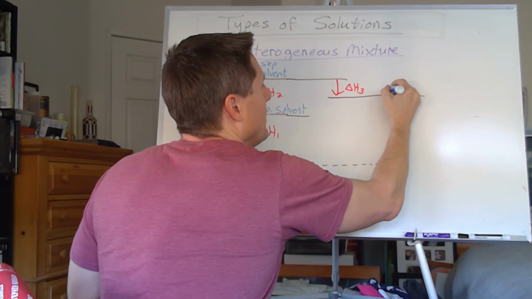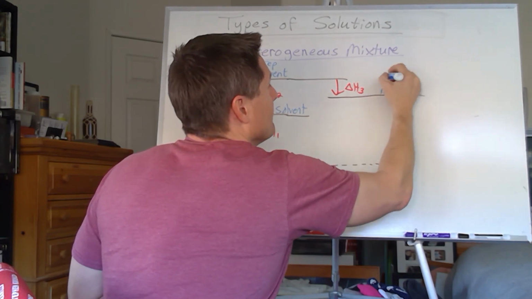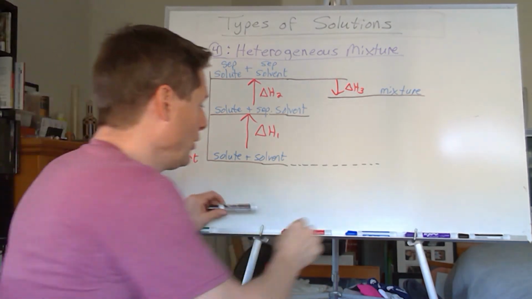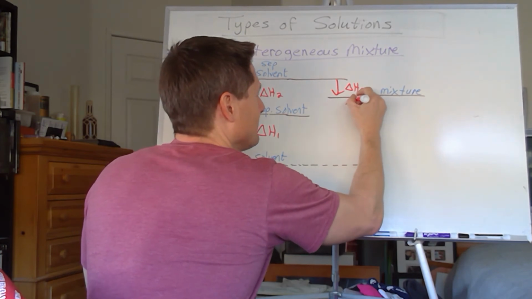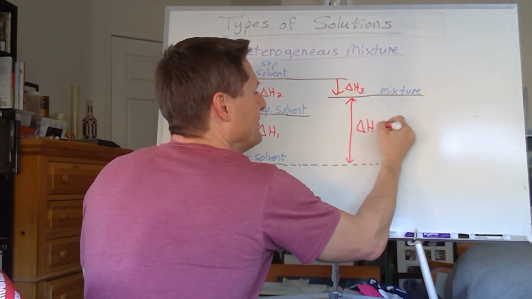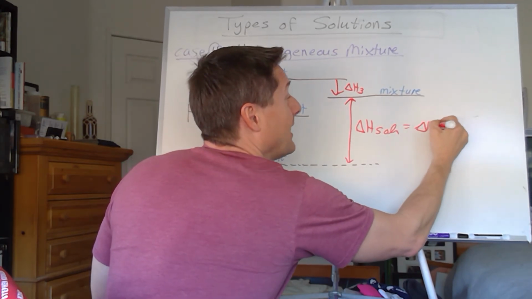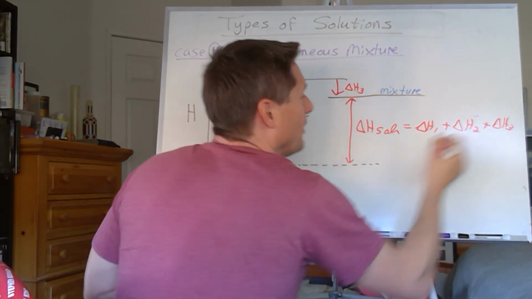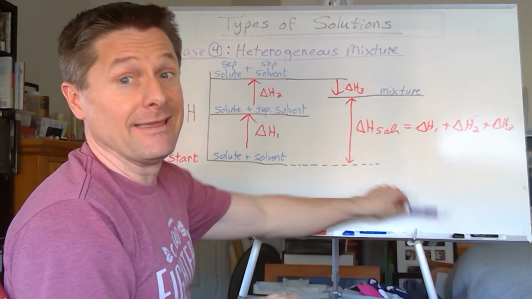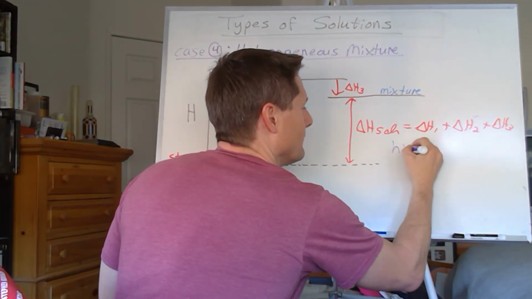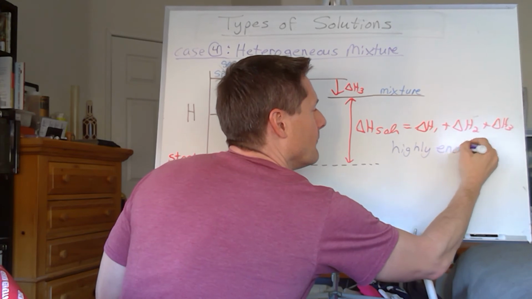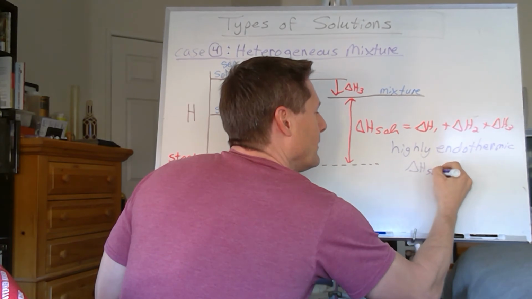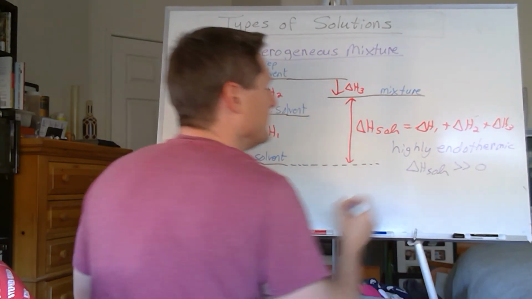So we've got the mixture here. I'm not even going to call that a solution, right? Because the solution would be a homogeneous mixture. This is heterogeneous. And so if we look at this difference here, that's your delta H solution. This is, again, delta H1 plus delta H2 plus delta H3. But that's highly, highly endothermic. So not favorable in the slightest. So it's a lot greater than 0.